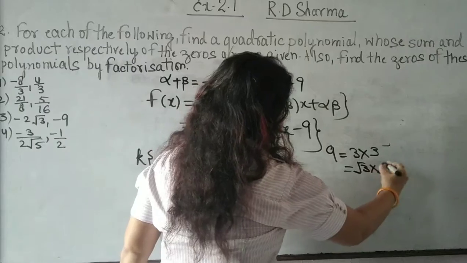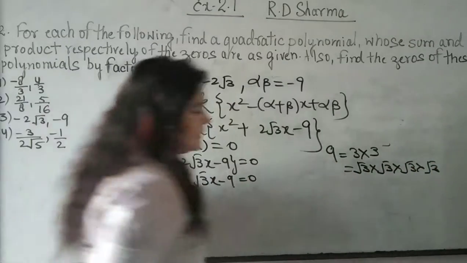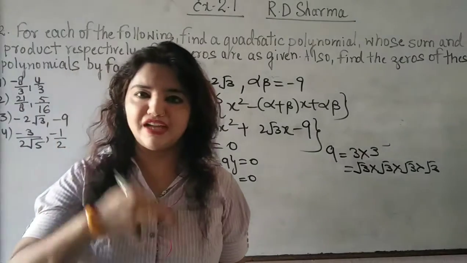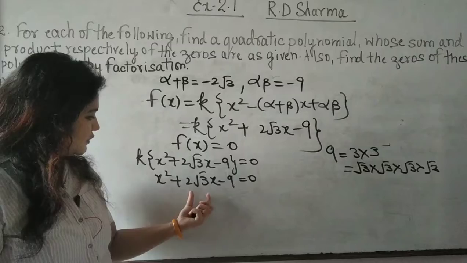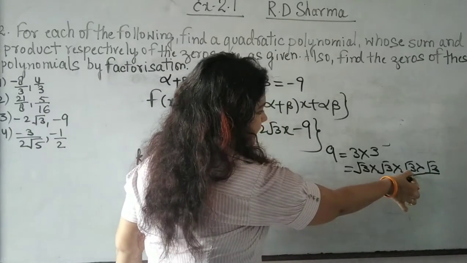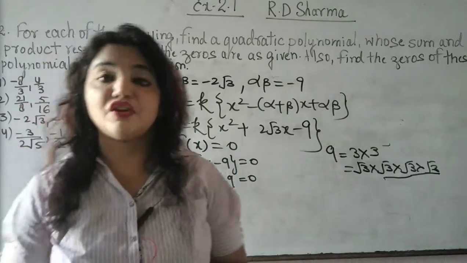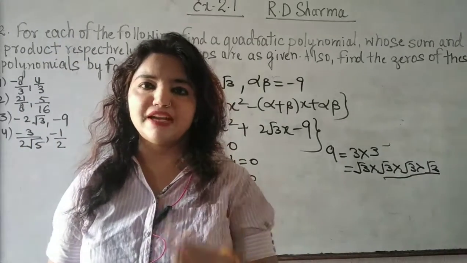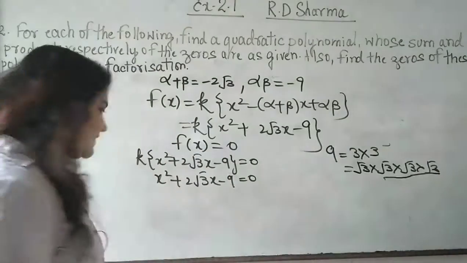Under root 3 into under root 3. Why? Because 3 is equal to under root 3 into under root 3. And we have to get 2 under root 3. See guys, root 3 into root 3 is 3, so 3 root 3. 3 root 3 minus root 3, what will be the value? The value will be 2 under root 3. And this is what we have to get here.